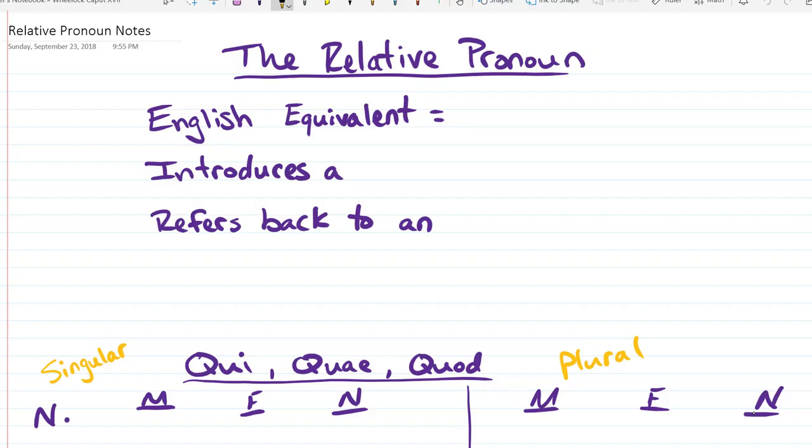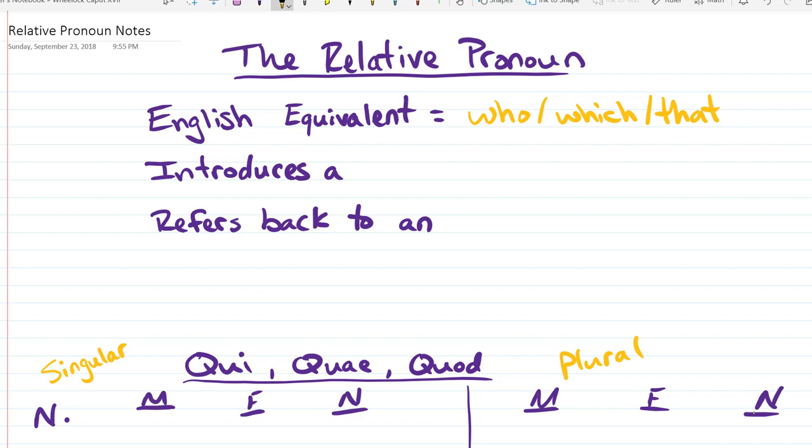Chapter 17 introduces the relative pronoun. And what is the relative pronoun? You probably don't even really know what that means, but the English equivalent for this is essentially the word who or whom, not the question word, but you'll see here in a second what I mean there. Who or whom, or we can say which, or also that. Any one of those can be used for what essentially is the relative pronoun in Latin. These are the English equivalents.